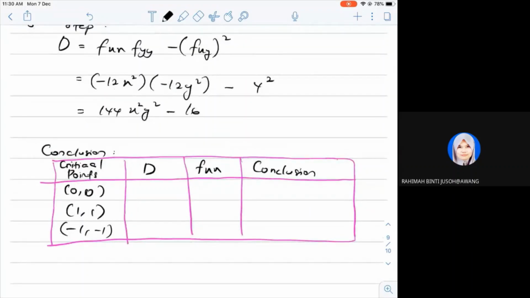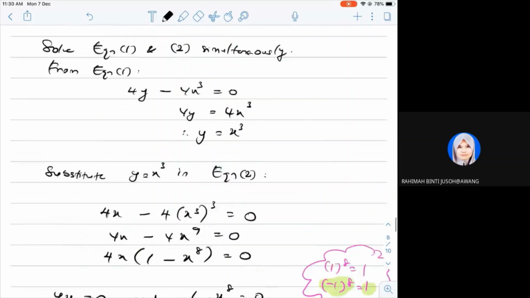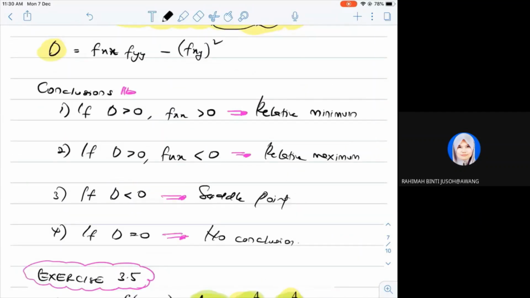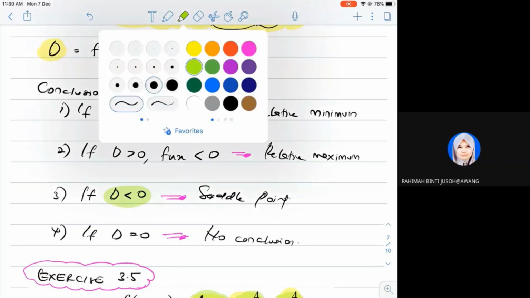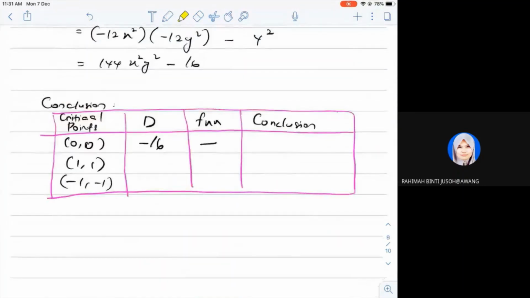Okay, so for the first critical point, 0, 0, test 0, 0, what's the value of D for 0, 0? Negative 16. Okay, when D is negative 16, means D is less than 0, right? So do we need to look at fxx? Perlu tak tengok fxx? No need. So you just dash like this. Sebab kalau ikutkan conclusion kita tadi, kalau D less than 0, tak perlu tengok fxx dah. Automatically your conclusion will be saddle point. So at 0, 0, you will have saddle point.